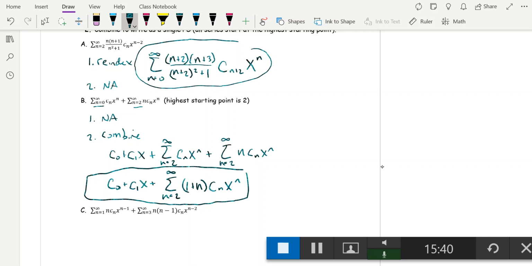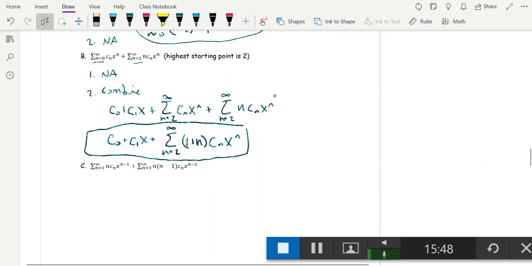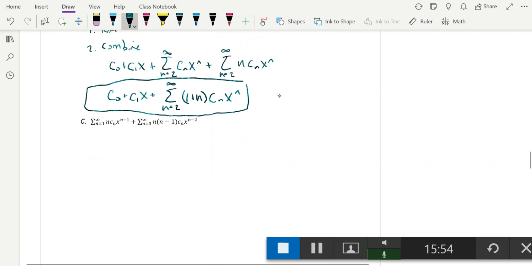Okay. So the first one, I only had to reindex. I didn't have to combine. The second one, I didn't have to reindex. I only had to combine. Now you can guess I'm going to do both. I'm going to have to reindex and combine. So step one, this guy needs to be written in x to the n. So I'm going to add 1 in the formula. I'm going to subtract 1 at the base. So n equals 0 to infinity.